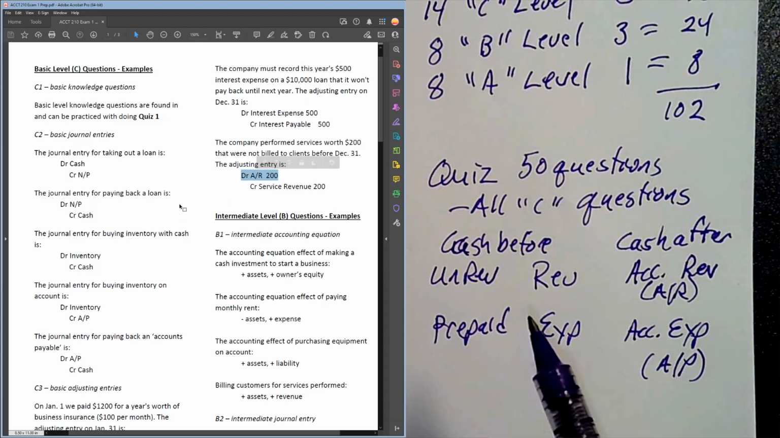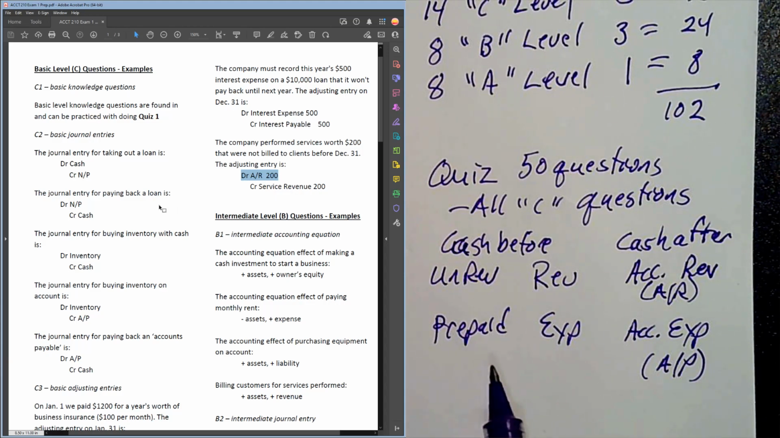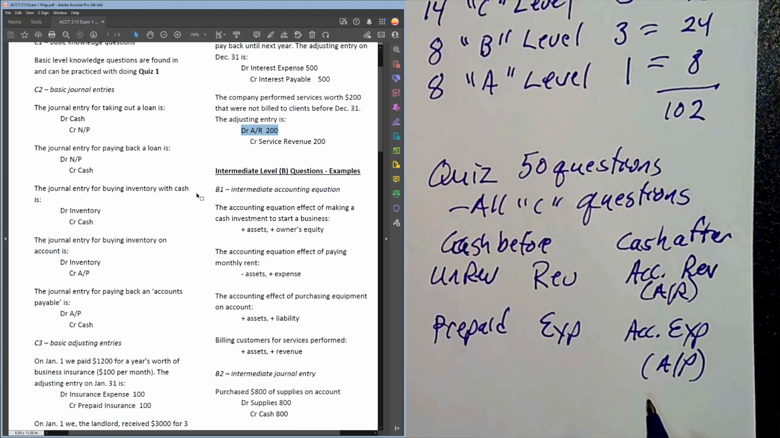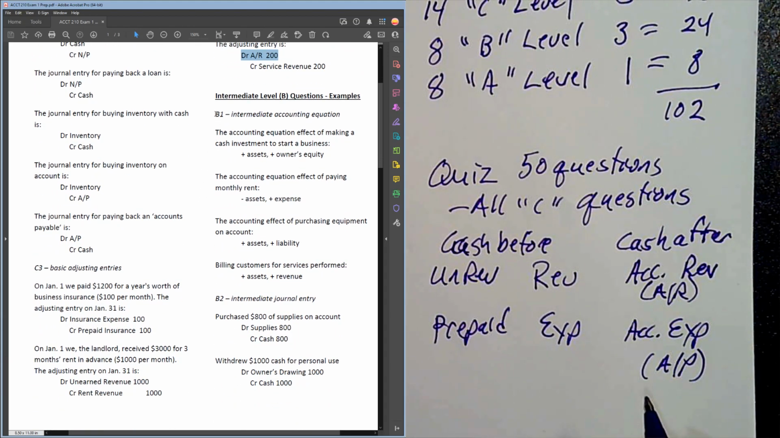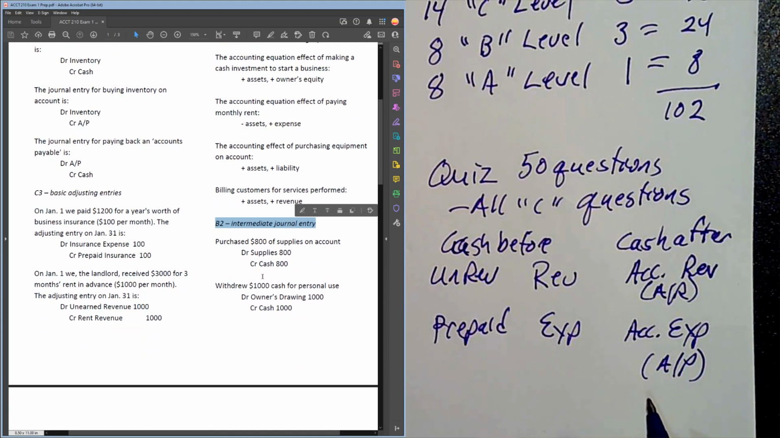So they are a little bit more wordy, and you may wonder why it's a basic level question. Well, you need to at least be able to identify each of those: unearned revenue, prepaid, accrued revenue, and accrued expense. On to the B-level questions, you'll notice the categories: there's the intermediate accounting equation, and intermediate journal entry.